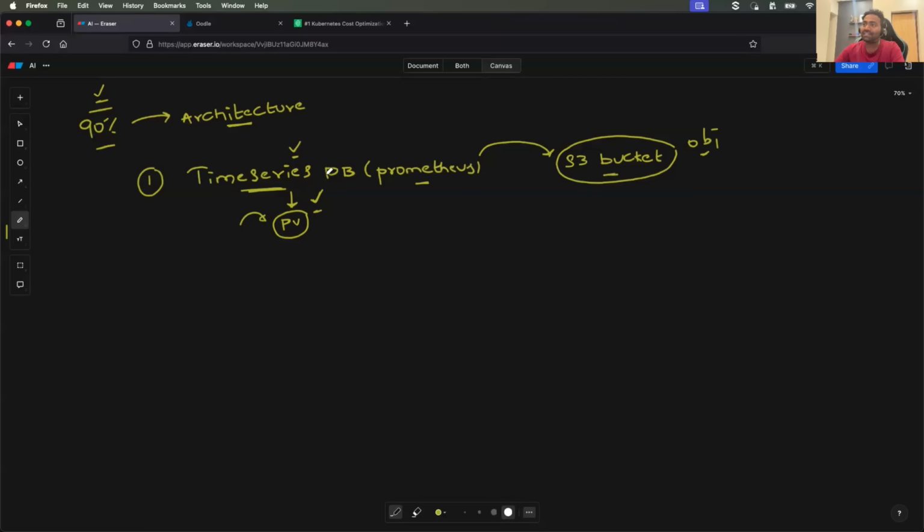Oodle.ai, replacing these volumes or time series database with S3 bucket, they get charged less from the cloud provider. Let's say you are using EBS. AWS does not charge you more for S3 buckets. But if you're using EBS volume, AWS would definitely charge you more. So this is where oodle.ai in step one has achieved some level of cost reduction. And the step two, or another architectural change that they have taken, is going serverless.